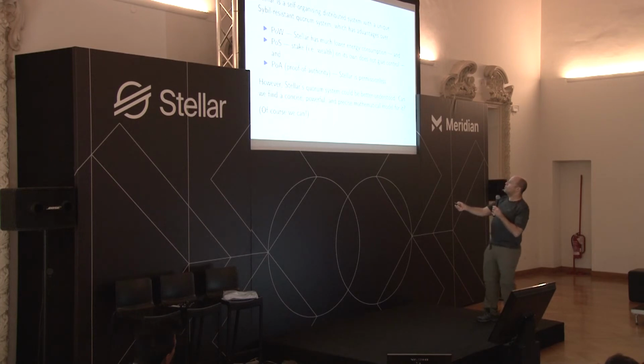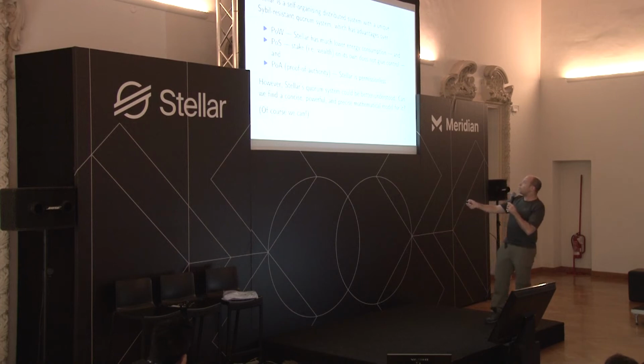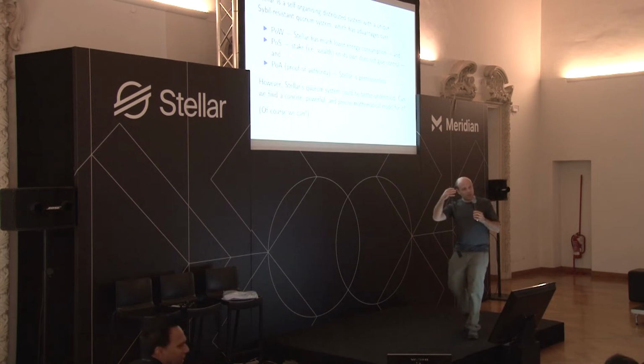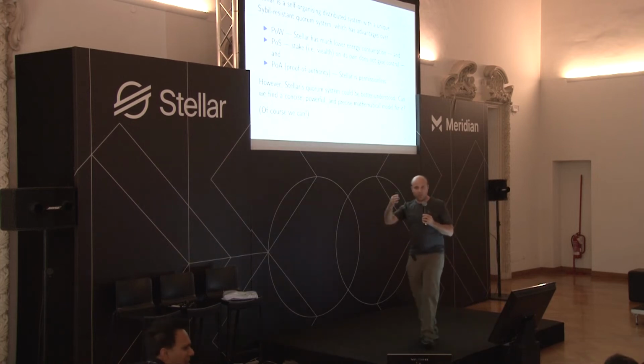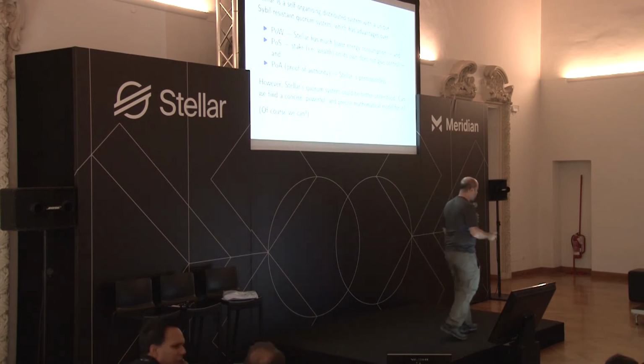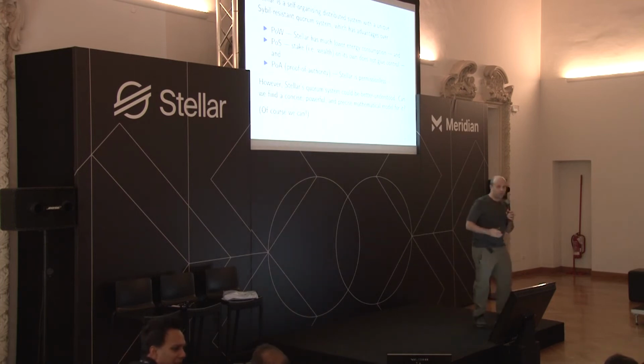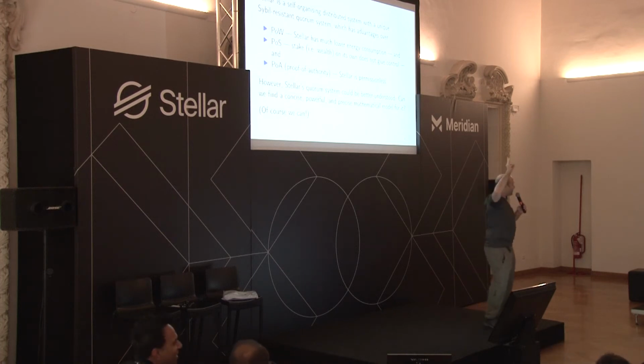So Stellar isn't proof of work, so it has low energy consumption. It's not proof of stake, so the rich don't rule the world, at least not in the blockchain sense. It has proof of authority, but also Stellar's permissionless. So you have this notion of authority, but anyone can join, which sounds a little paradoxical, but it works magically. Hands up if you're with me so far, please.